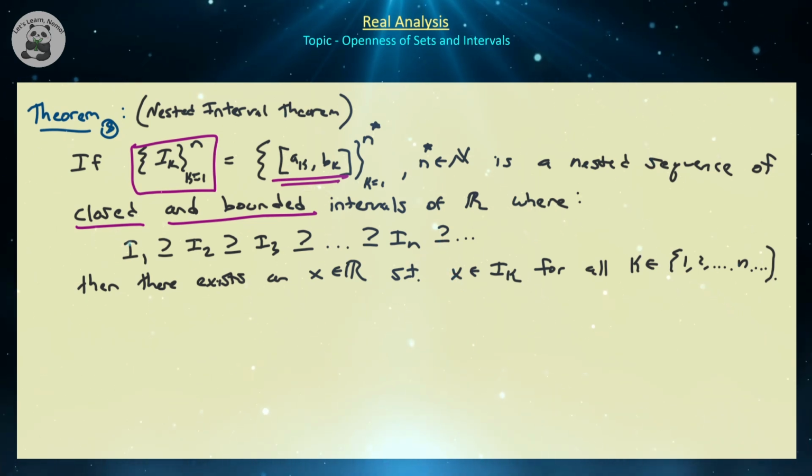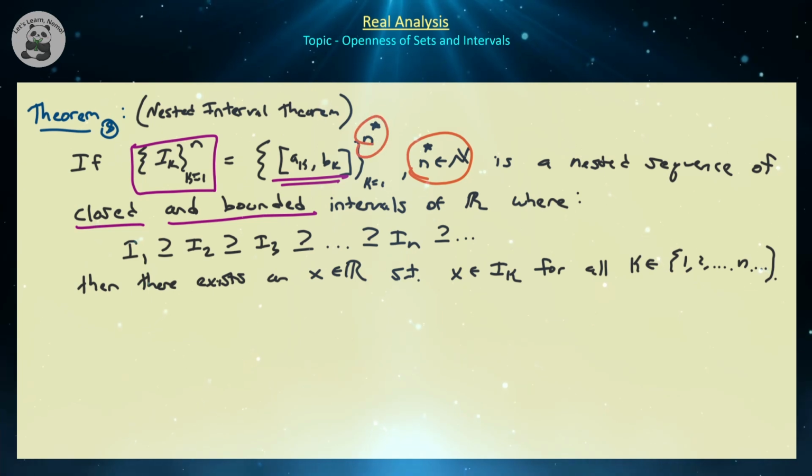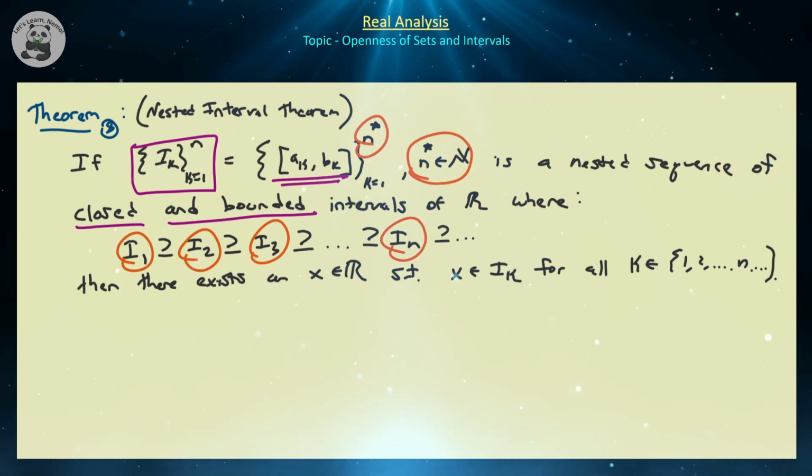And what do I mean by a bunch? You can either take a finite number of closed and bounded intervals, or you can take a countably infinite number of closed and bounded intervals. So this n star could be infinity, where k equal to 1 to infinity is just an enumeration of the set of natural numbers, for example. And these intervals must satisfy the property that I1 is a superset of I2, and I2 is a superset of I3, all the way down to In, a superset of the next one in sequence.